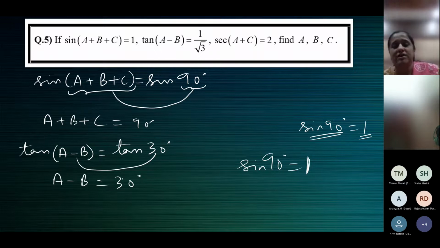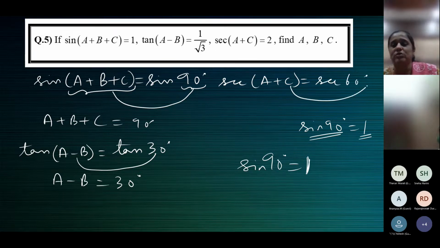Yes, ma'am. Then secant of A plus C is equal to 2. When is it 2 in the secant table? 60 degrees, ma'am. Secant 60 degrees. Because cos 60 is 1 by 2, so secant 60 is 2. So on comparing both the sides, A plus C is equal to 60.